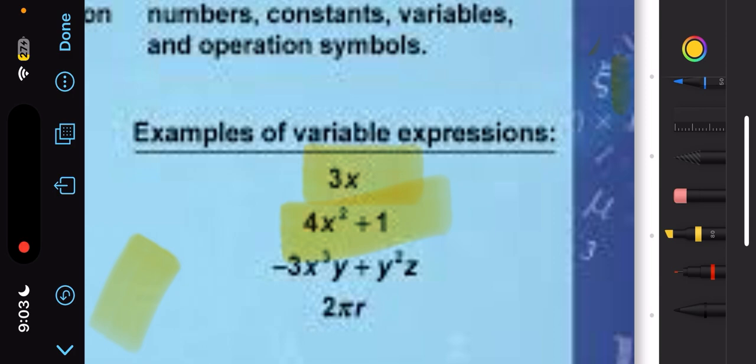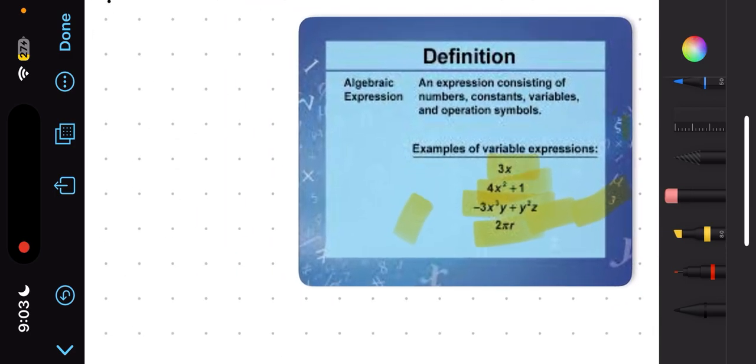Minus 3x cubed y plus y power 2 z, it is an expression. And 2 pi r, it is an expression. Okay, I hope that it is clear.